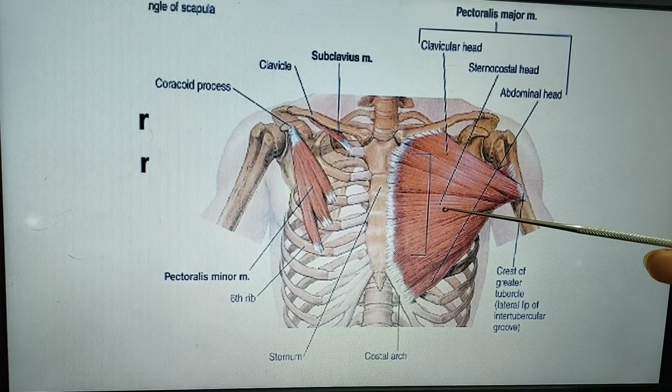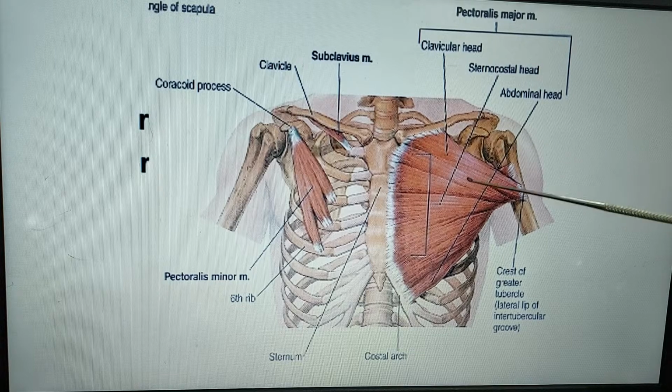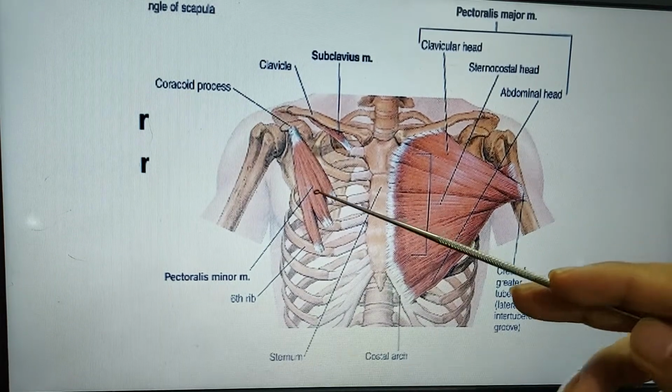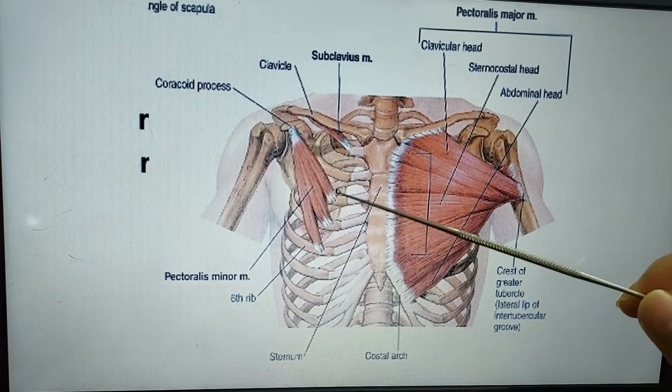It is a very important muscle for surgery where there is a defect in the head and neck region. And there is the pectoralis minor muscle. Here we see that the pectoralis minor muscle originates from the rib.